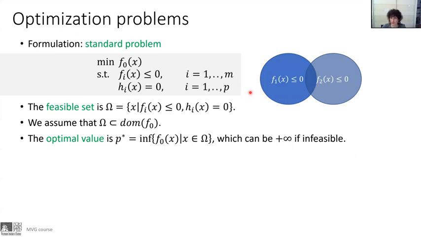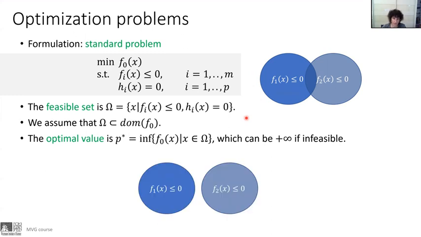Sometimes the feasible set, omega, has some content in it, because there is an intersection between one inequality and another inequality. But sometimes it can happen that omega is empty. In this case, we say that the problem is infeasible because the constraints cannot be satisfied. They contradict each other. So this is the general formulation of the optimization problem.